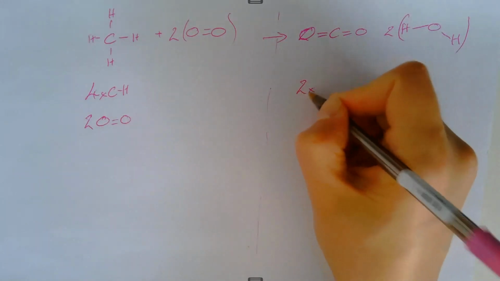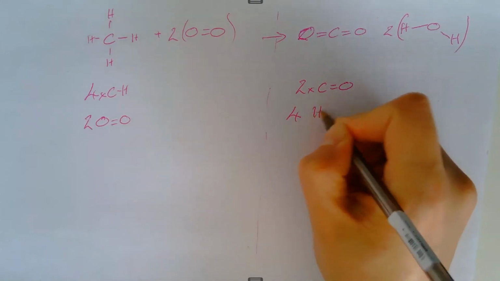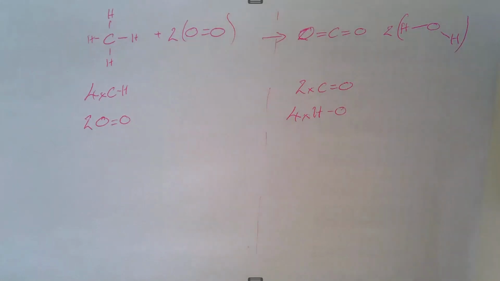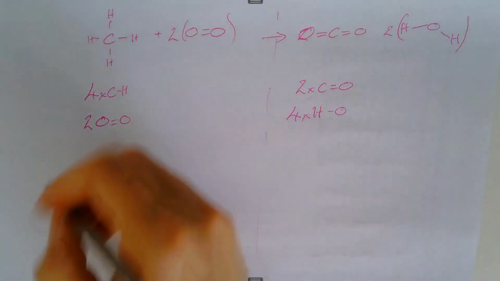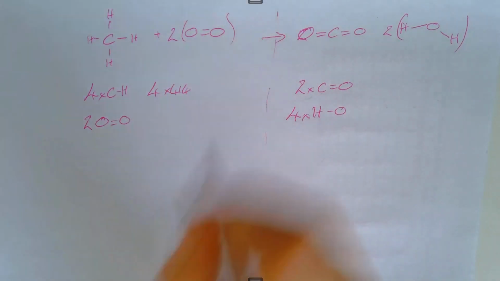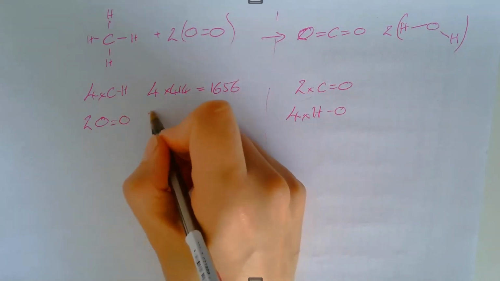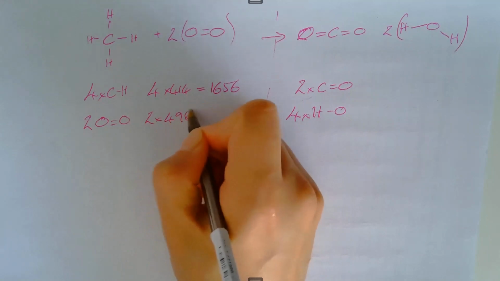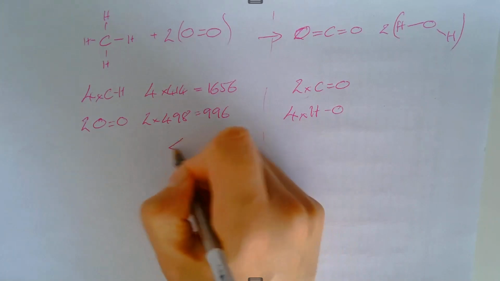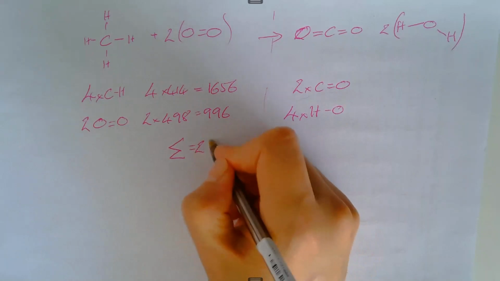Over here we've got 2 of the carbon-oxygen double bonds, and we have 4 of the hydrogen-oxygen bonds. The reason we've got 4 is that each molecule has 2, and we've got 2 molecules, so we've got 4 in total. So that gives us 4 times 414 in this case. The numbers are very slightly different, so that's 1,656. We have then 2 times 498, which is 996. And this symbol I'll use just is sum, so adding those together is 2652.